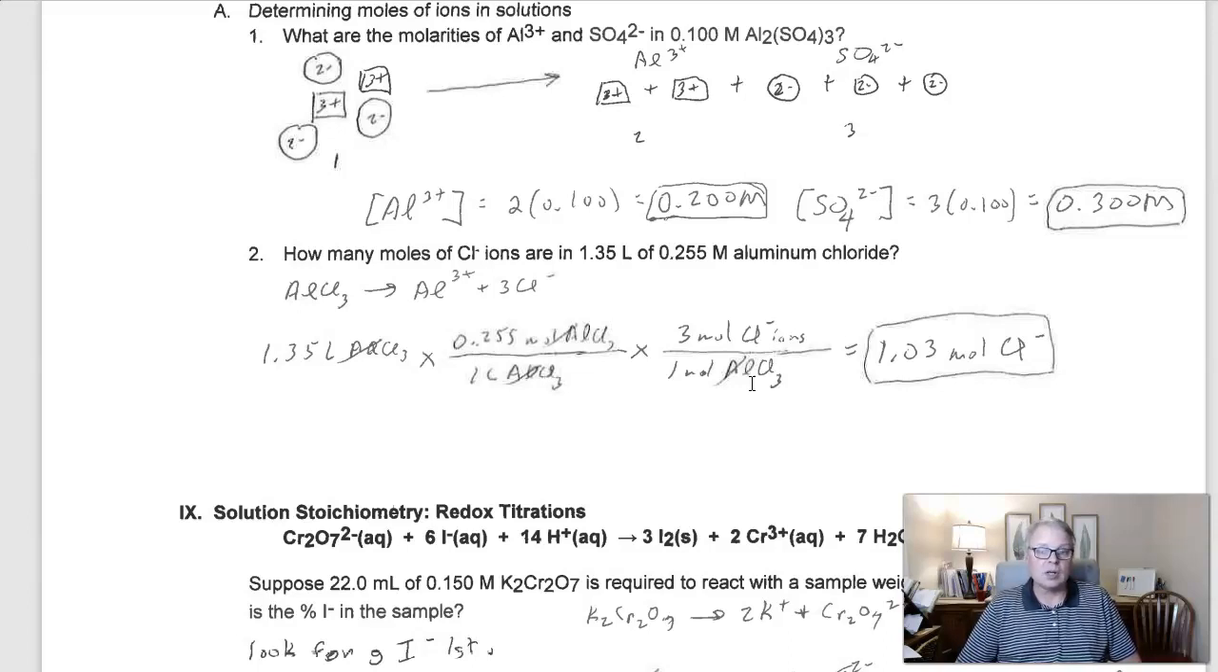All right. So, determining moles of ions in a solution. Okay, so what are the molarities of aluminum 3 plus and sulfate in 0.1 molar aluminum sulfate? So how can a solution have 3 different concentrations? Well, remember, your concentration depends on the number of moles of what you're looking for over the liters of solution. But it also depends on exactly what you're measuring.